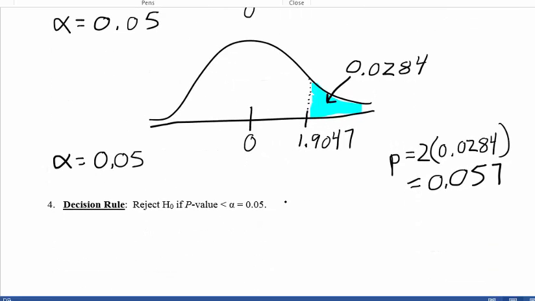Here's our decision rule for the p-value approach. If p-value is less than alpha, reject H0. This is saying if the probability of my test statistic occurring is less than my acceptable threshold of a type 1 error occurring, that's okay, I'm going to reject H0. But in this case, it is greater than my alpha level, so we do not reject H0.